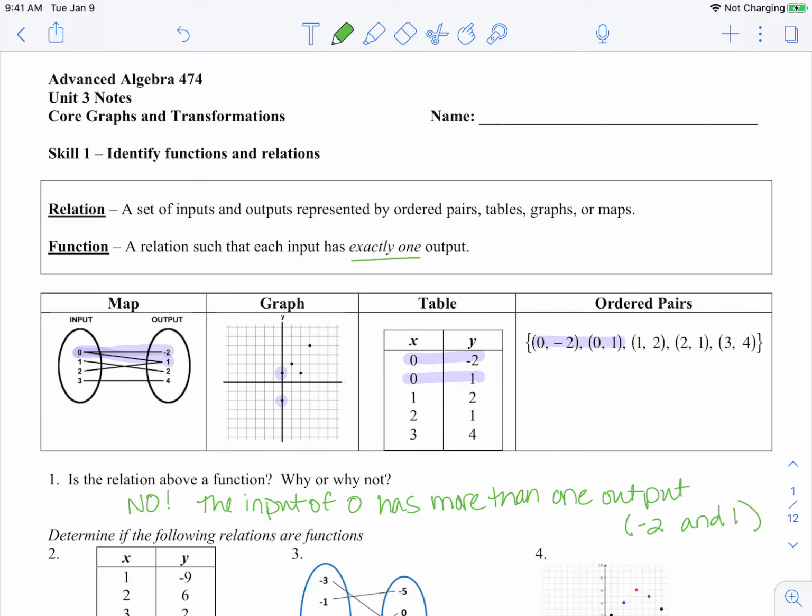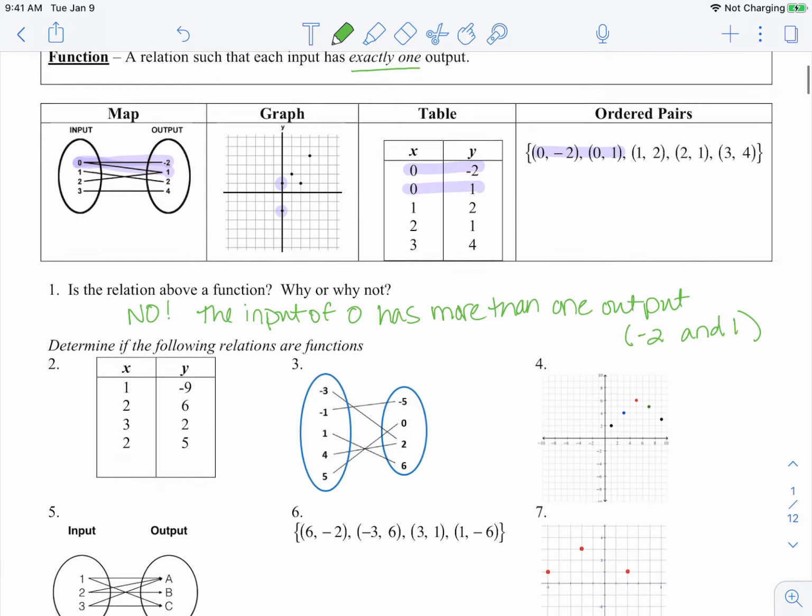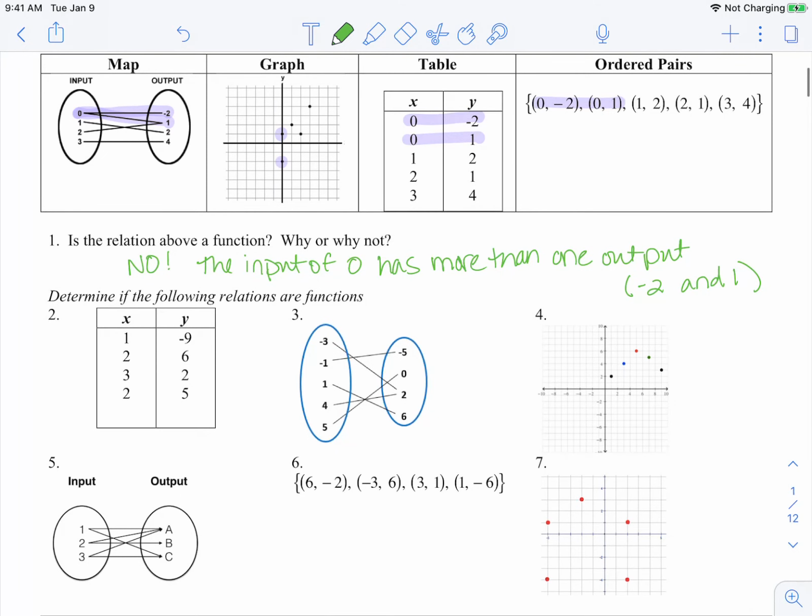Okay, we need to determine if the following relations are functions. So number 2 here, we see that x and y are both listed in our table. So I have 1 with -9, 2 with 6, 3 with 2, and 2 with 5. So in this case, we have 2 with 6 and 2 with 5, telling us this one is not a function.